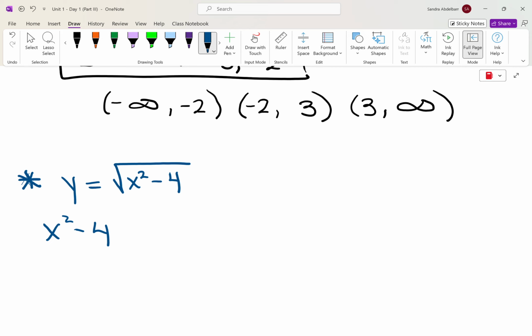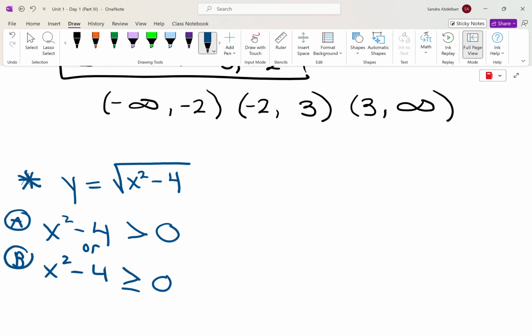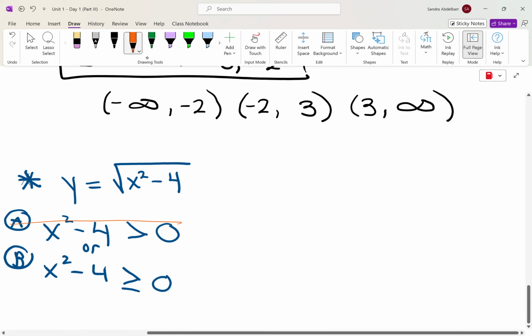And is it going to be greater than 0 or greater than or equal to 0? Which one is it? Is it this one or this one? Choice A or choice B? Which one? B. Ethan? B, good. So we're going to go with choice B because it's allowed to be 0 because we're not in the denominator. So it's allowed to be 0 because it's not in the denominator. So we know this one is out. So I'm going to go with x squared minus 4 is greater than or equal to 0.